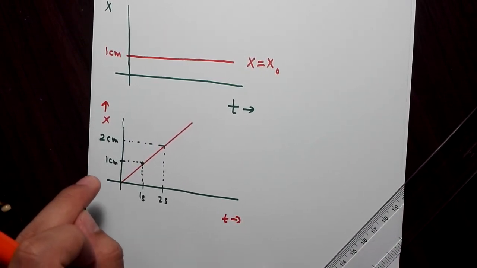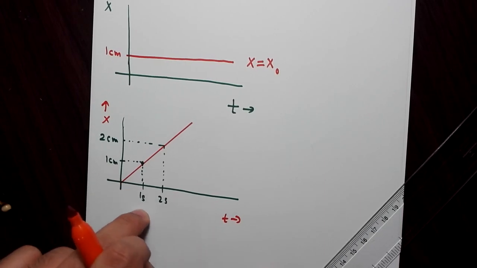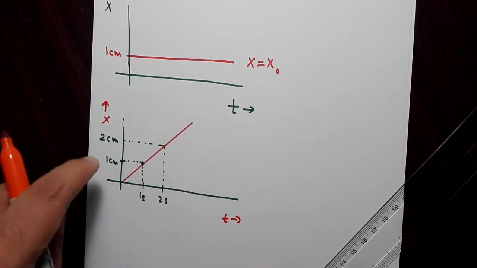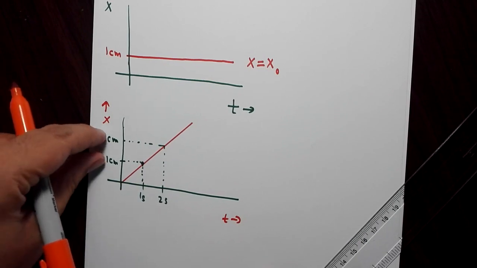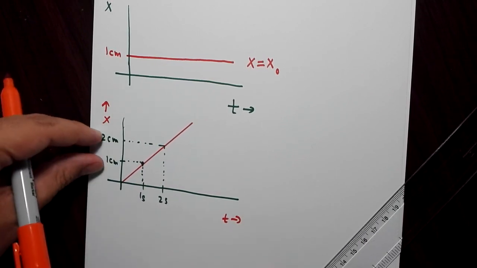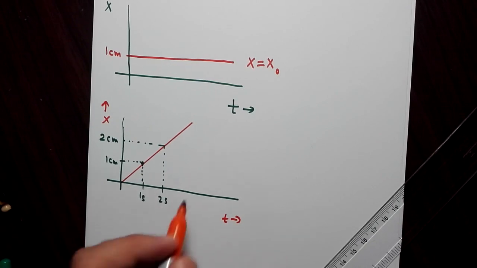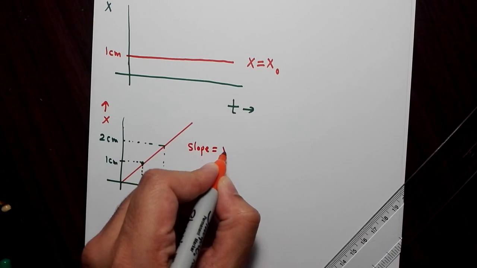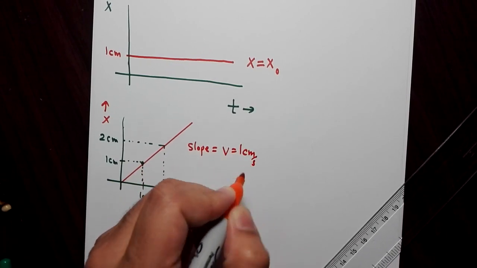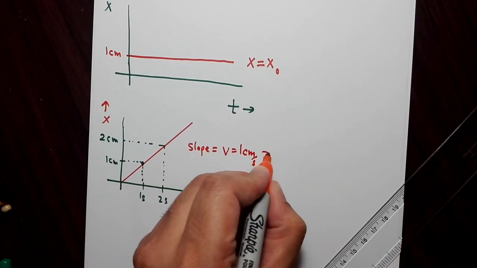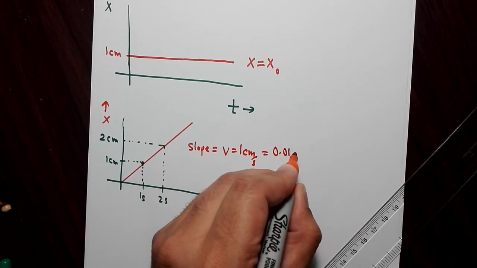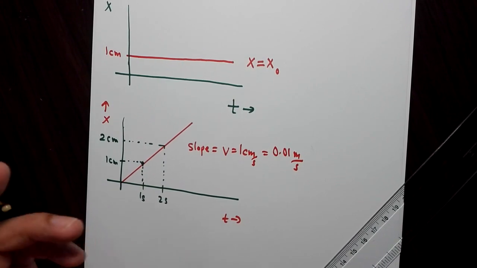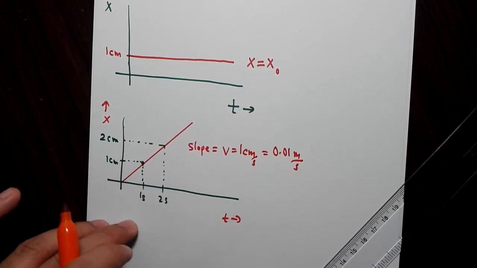He's moving with a velocity of 1 centimeter per second. So he's moving 1 centimeter in 1 second. So that's his velocity, and that's the slope of this line. See, the slope is delta x over delta t. So 2 minus 1 divided by 2 minus 1. So in this case, the slope of this graph is the velocity of the fireman, which is 1 centimeter per second. And if you like SI units as I do, you can write 0.01 meters per second. So that's the second simplest graph.